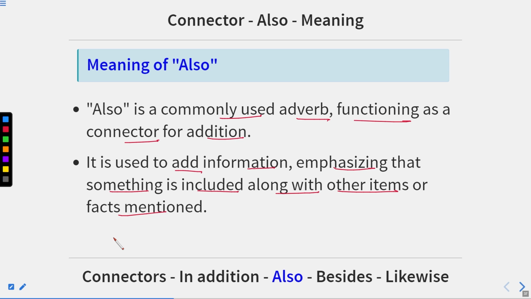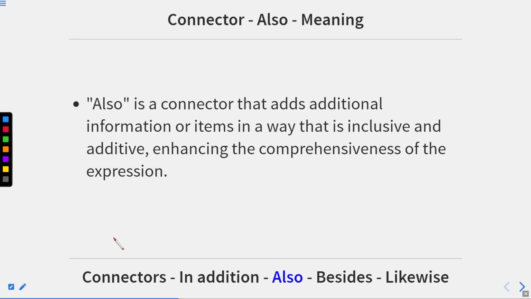It means whenever we have several points and we want to add something else as well, we use the word "also." So "also" is just like "too" and "as well." These three are substitutes, but it is possible that the use or the structure of these words can differ. "Also" is a connector that adds additional information or items in a way that is inclusive and additive, enhancing the comprehensiveness of the expression.